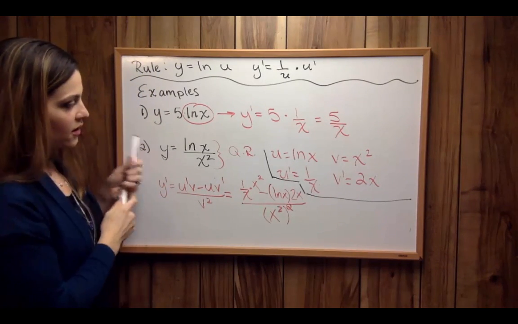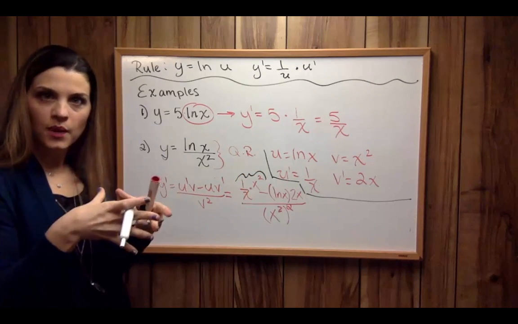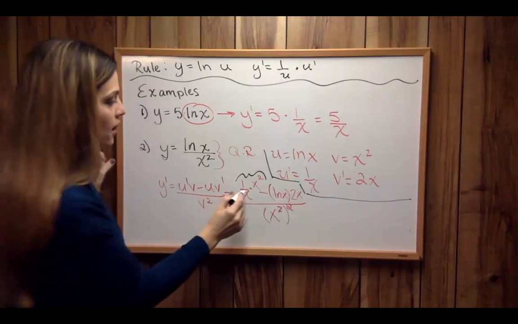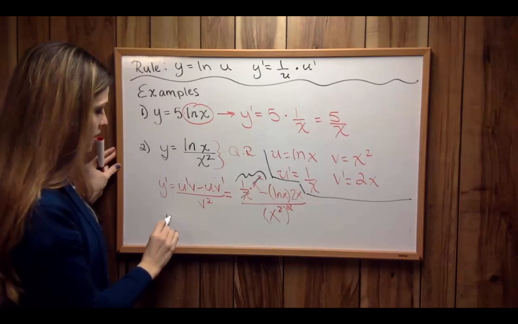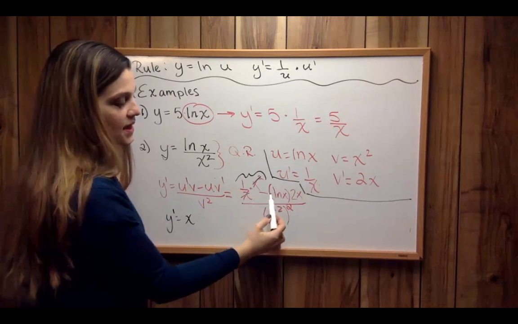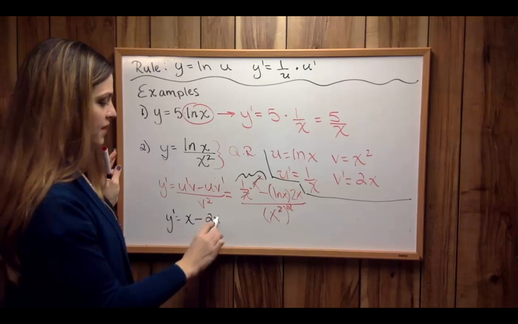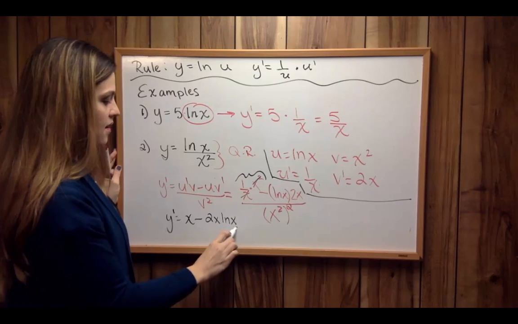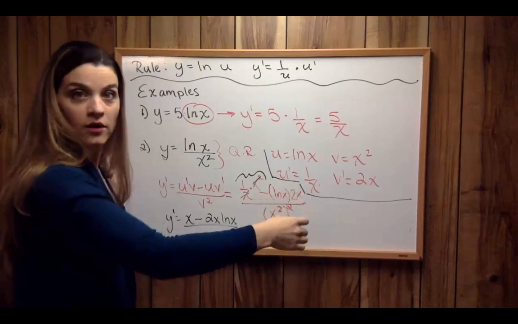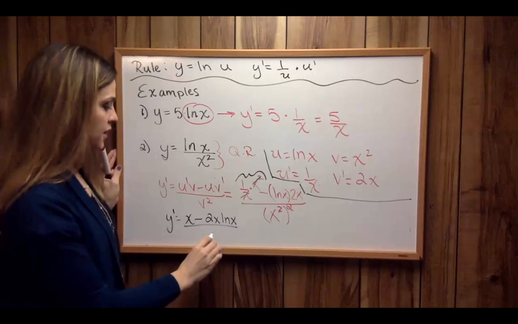Notice that right here, the x squared times the 1 over x, they're being multiplied with each other, so you can simplify that. So I get x for the first term. This is going to stay 2x times ln x, so I'm going to write that as minus 2x ln x. And x squared squared, using your properties of exponents, when you raise a power to a power, you multiply them. So you get x to the fourth.